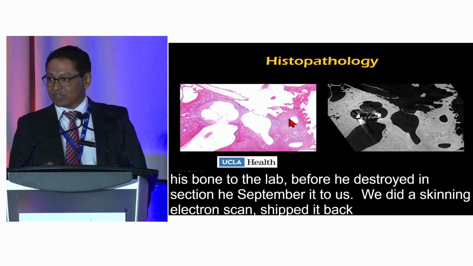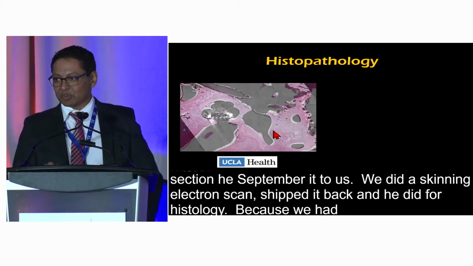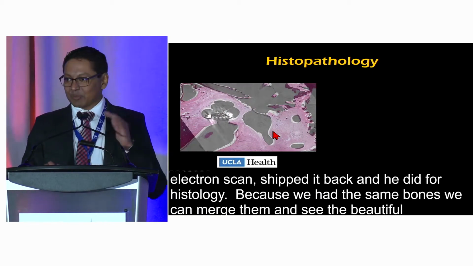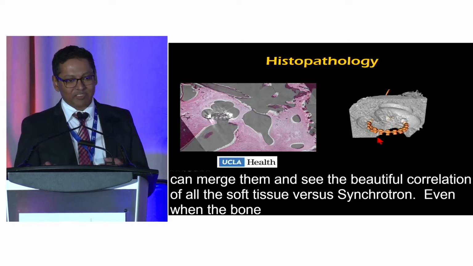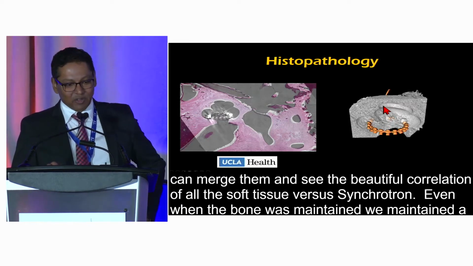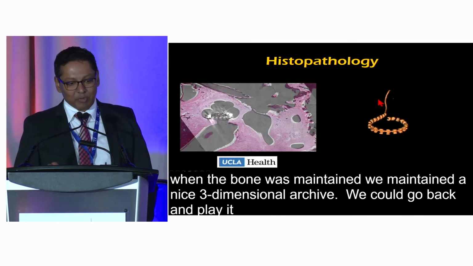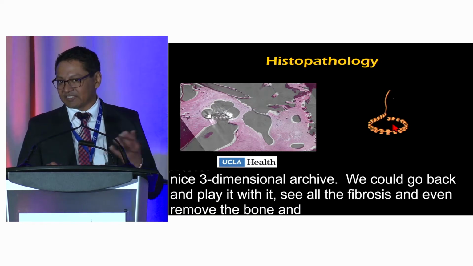Because we had the same bone in two modalities, we could merge them, and we can actually see the beautiful correlation of all the soft tissue versus synchrotron. But even though the bone was destroyed, we maintained a nice three-dimensional archive. So we could still go back and play with it. We could see all the fibrosis along the old cochleostomy, and we could even remove the bone and extract out the old electrode. So synchrotron has its advantages.